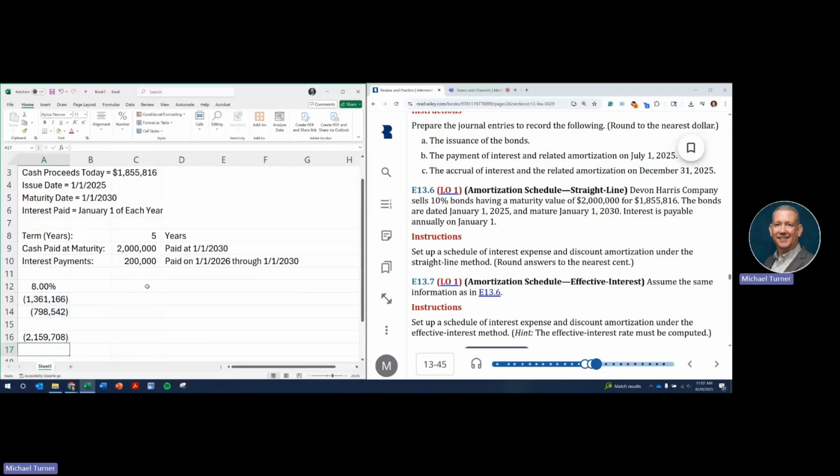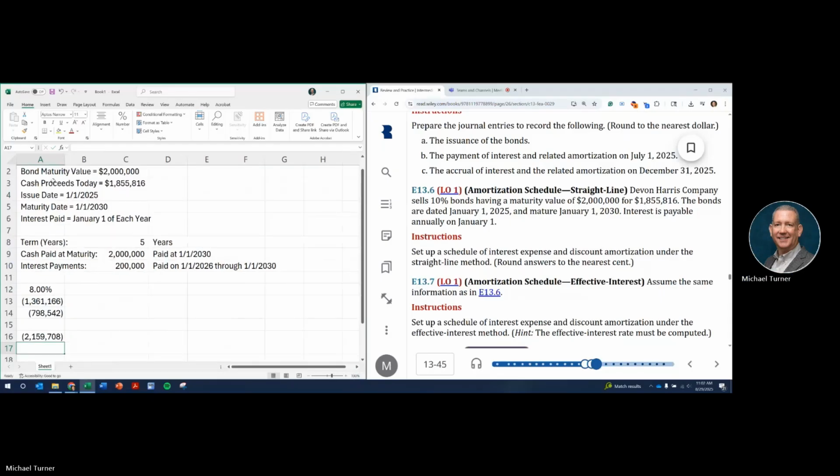So the total of that, let's sum those two numbers up and see if that equals or approximates our cash proceeds. It does not. We have cash proceeds of $1,855,000, yet 8% provides $2,159,000. So therefore, our interest rate is too small. We know at this point we need to use a bigger interest rate.